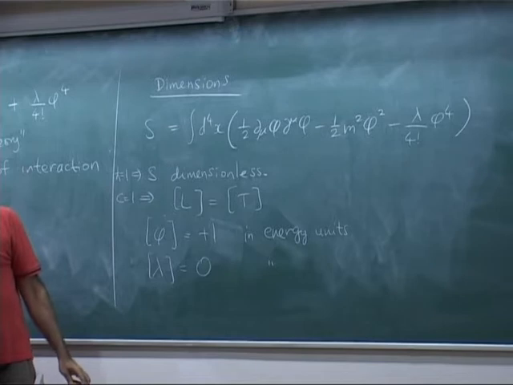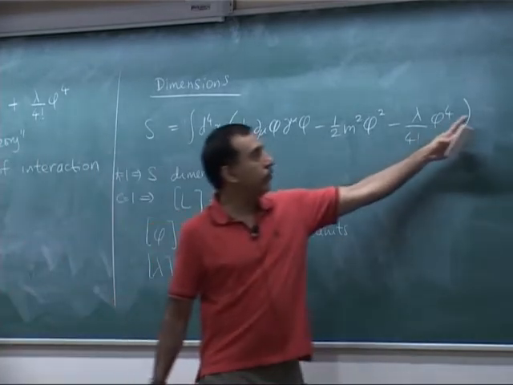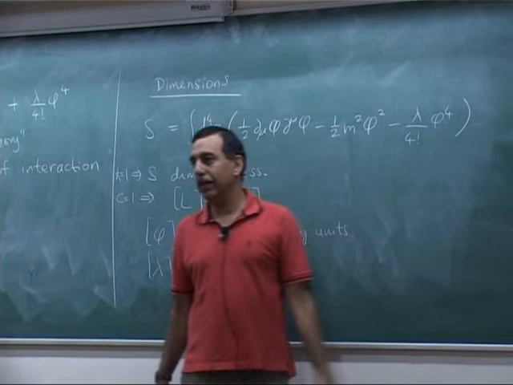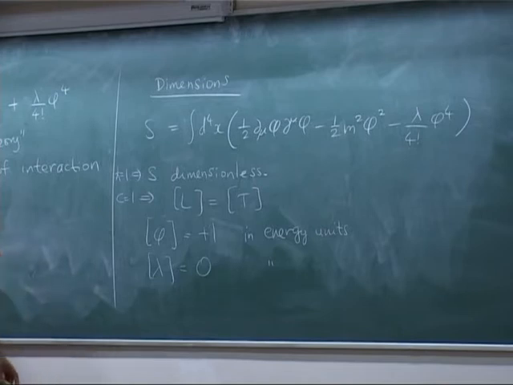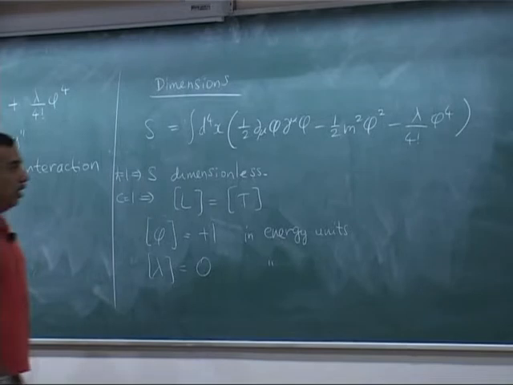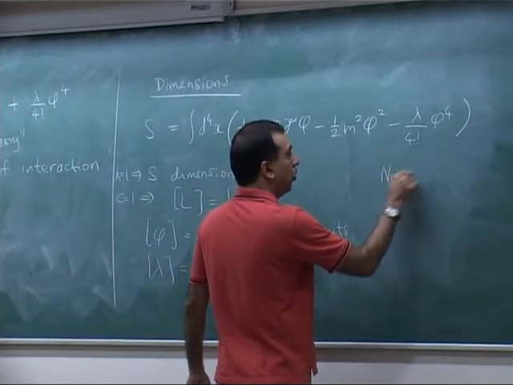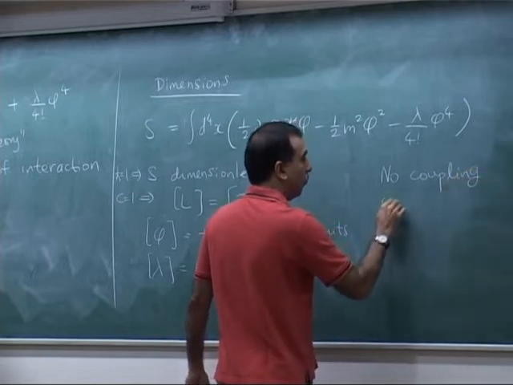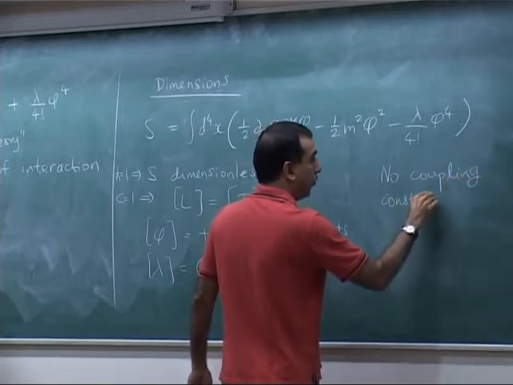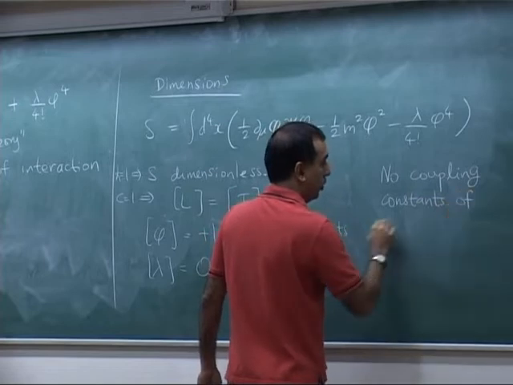Now supposing I had a phi to the 5th or phi to the 6th interaction, what would be the dimension of the constant in front of that? Negative. So therefore, the fact that we are allowed maximum quartic is the same as saying we don't have any coupling constants of negative dimension. So we'll make this a rule: no coupling constants of negative dimension.